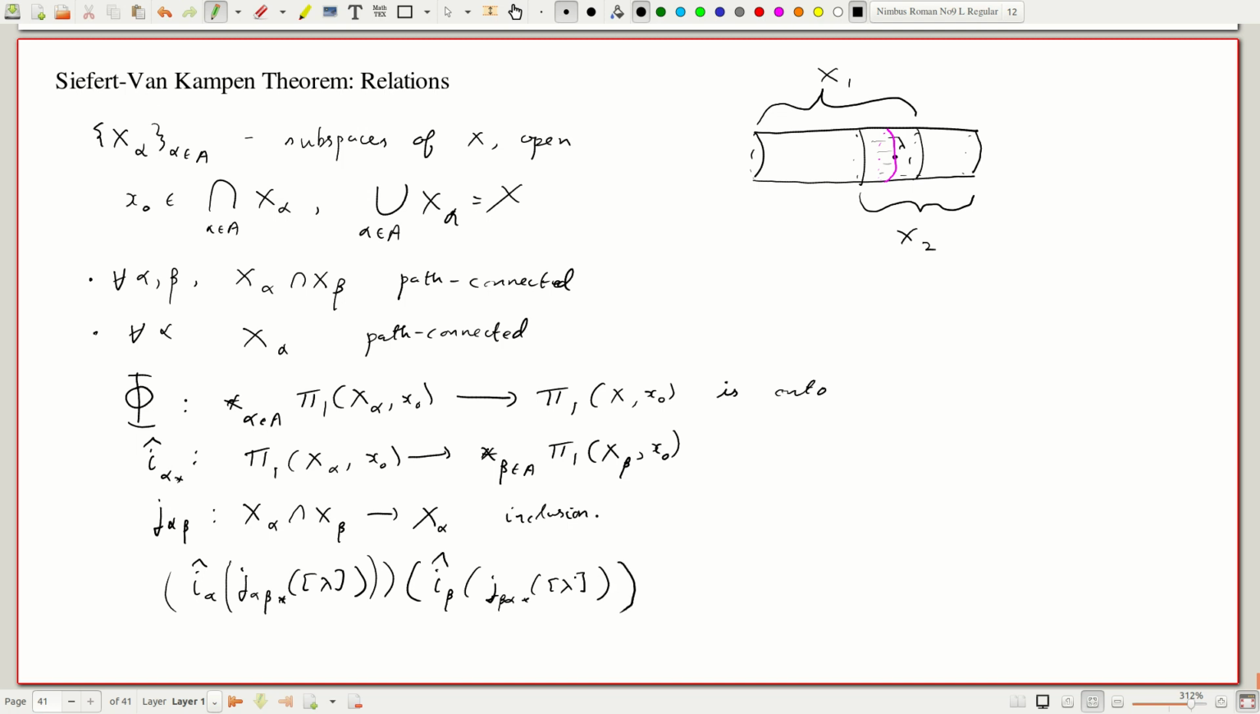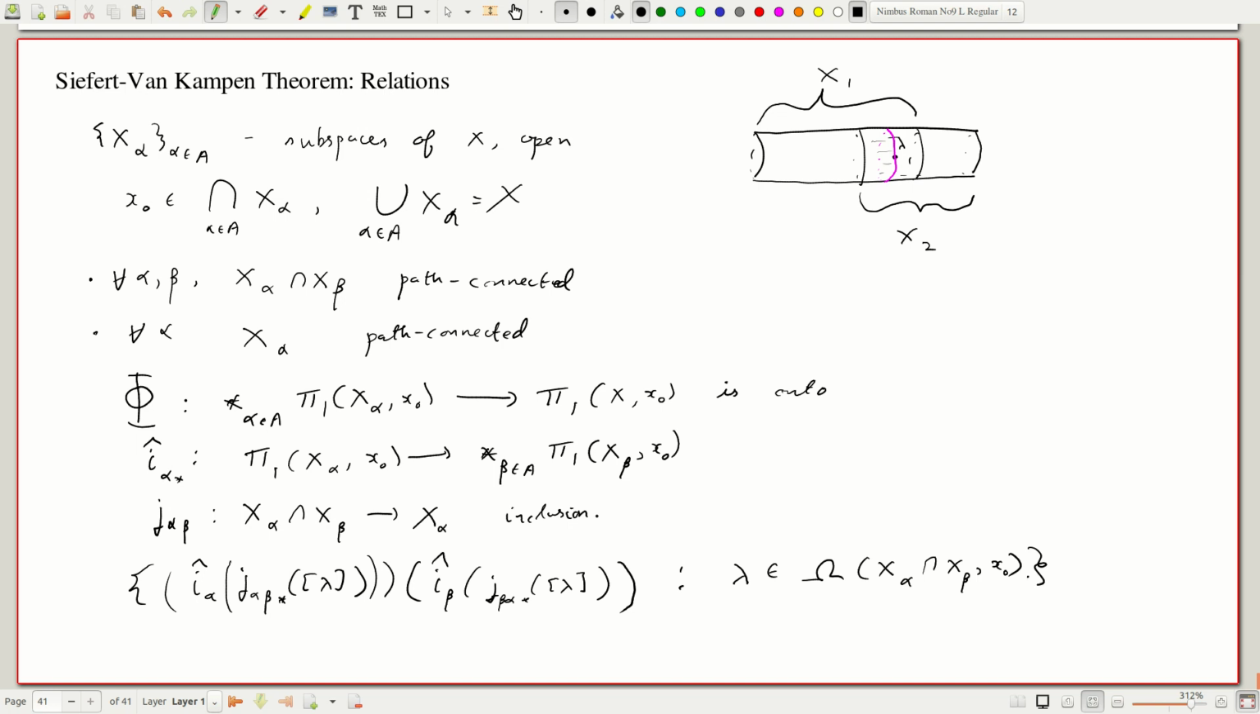So what we have done is we have taken the same loop lambda. Let's look at all this set here, where lambda belongs to the fundamental group of, indeed it's a loop, so let's be more precise and say the loop space of X alpha intersection X beta, comma X0.